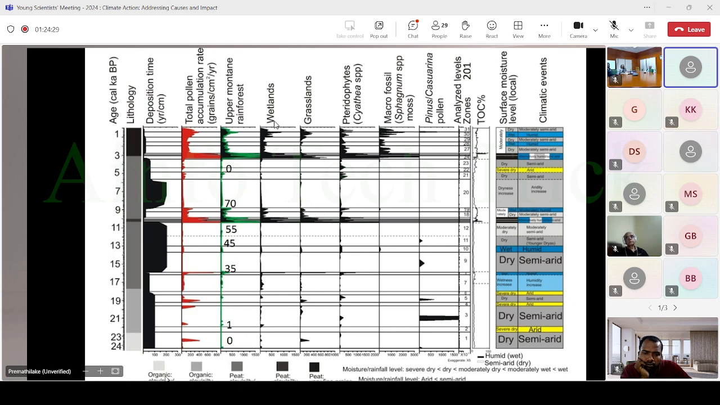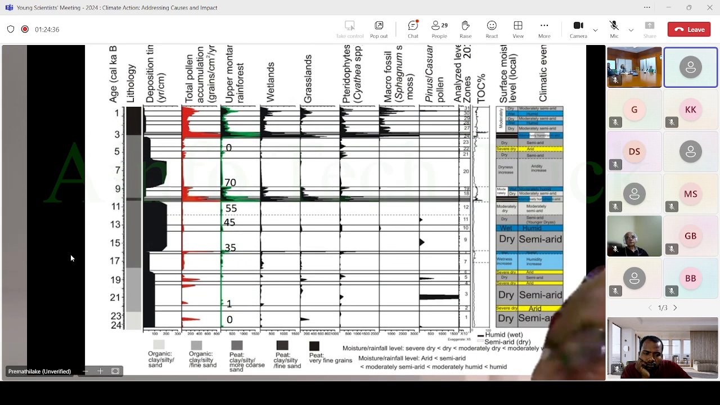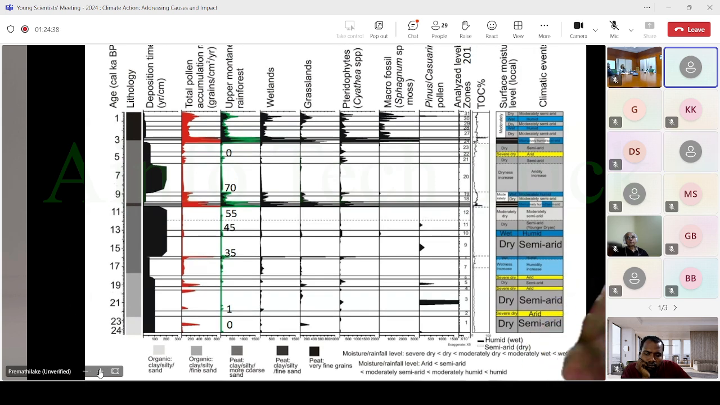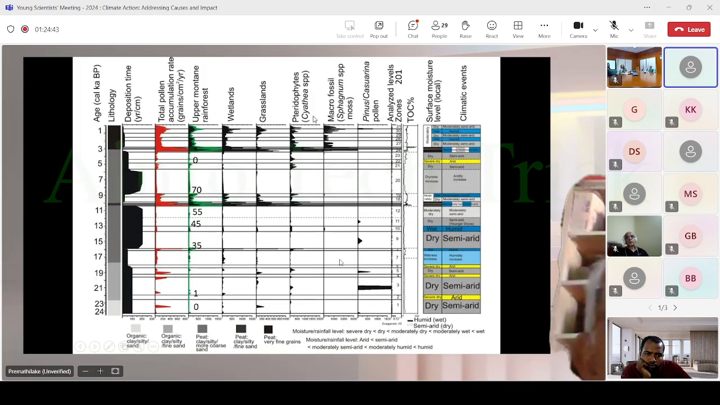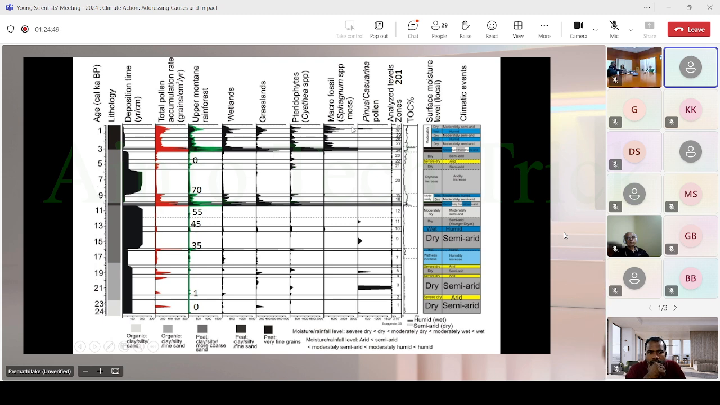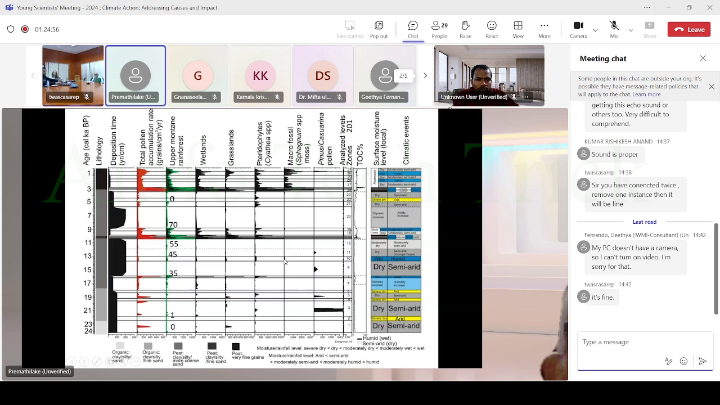You can see the wetland pollen. Like I told you, wetland, grass, wetlands. Wetlands are changing, and the grasslands and pteridophytes like Cyathea sinuata, which is a very indicative species of the climate, and macrofossils like moss are changing quite heavily in the upper part, and very little moss is accumulating here and again here, and nothing there. And this Pinus pollen is a long distance transported pollen.